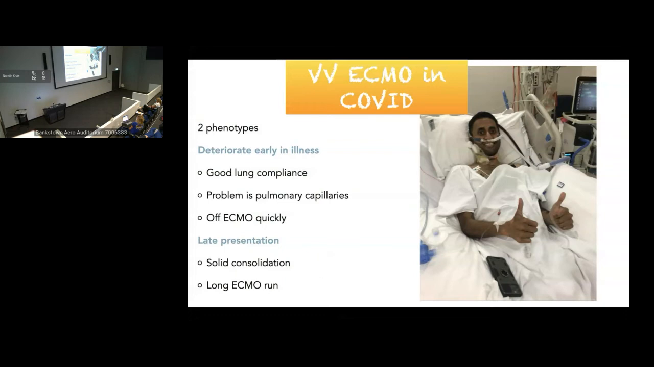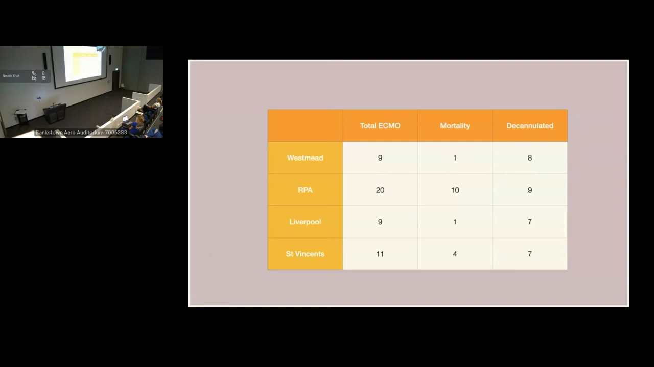So 5% of all ICU admissions for COVID need ECMO, and that denominator is 2,000 patients. So that's actually quite a bit, and there's quite a few patients in New South Wales alone that have been supported with ECMO so far. So let's move on to the local experience. You can see on the screen the survival data from the 4 main centres in Sydney that provide ECMO.